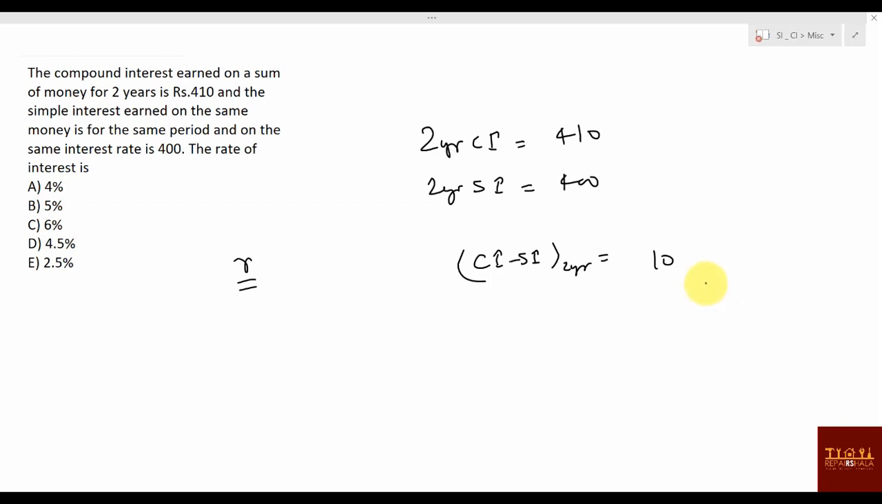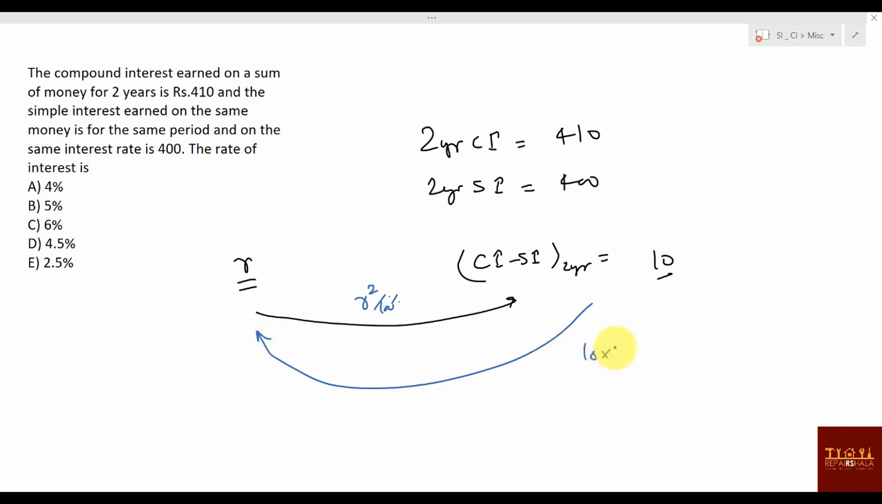What are you asking? What are you telling? See, this value is 10, right? So what I told is, if you are going from here to here, suppose R is there, so R square by 100 is the percentage, and from here to here you have to multiply with 100 and then take the square root. So how much would be coming? 10%. 10% is the rate of interest.